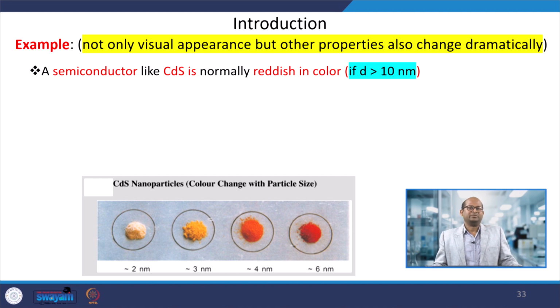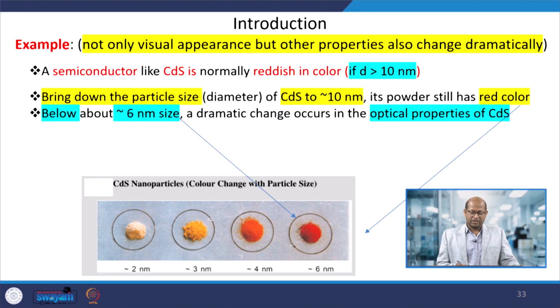Another example is in the nanoscale. Let us say cadmium sulphide, CdS. We can prepare this material from any precursor solution. Once we prepare it, if it has dimensions of more than 10 nanometers, it gives a red color. If we change the dimension of the material, depending upon the preparation method, we can prepare it over a wide range. If we reduce the size of the nanomaterial, let us say initially it was 10 nanometers, and we prepare it at less than 10 nanometers.